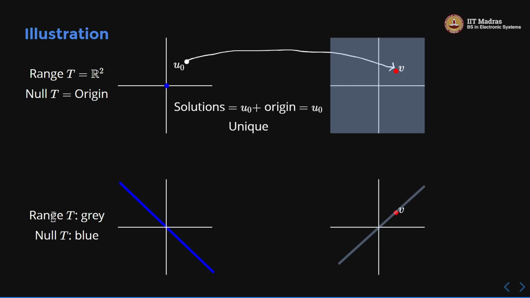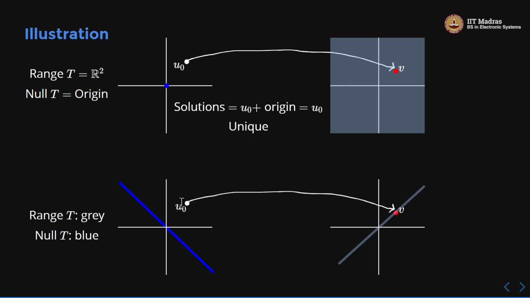Here's another example. The range is now not the entire R2, but it is this gray line. If the range is a line, we know from the fact about rank-nullity that null will also be a line. Let's say null is this blue line, and this gray is the range. I'm going to pick a point in the range. If I don't pick a point in the range, I have no solution.